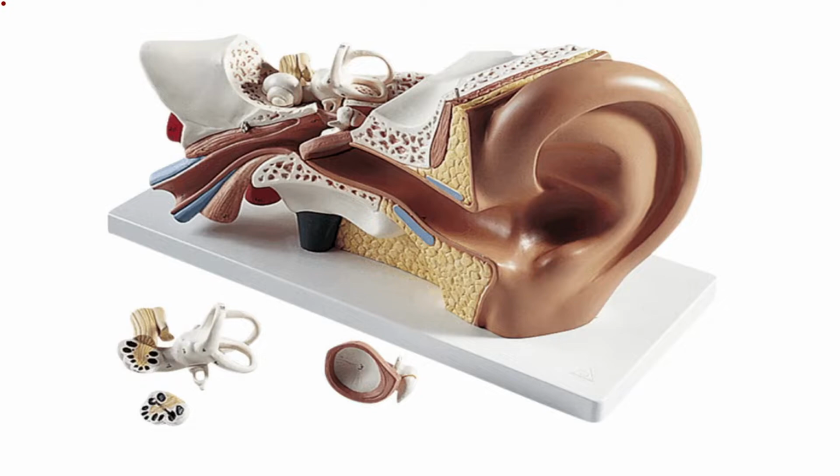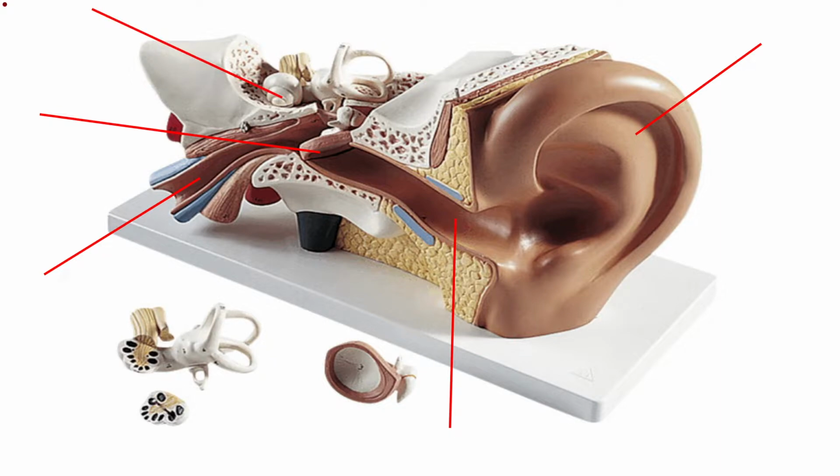Okay, so let's look at some parts to the external ear. Now, you have done the pre-assignment for this, so there are some things that you should be able to label. I'll give you a minute to look over those and try to label them.